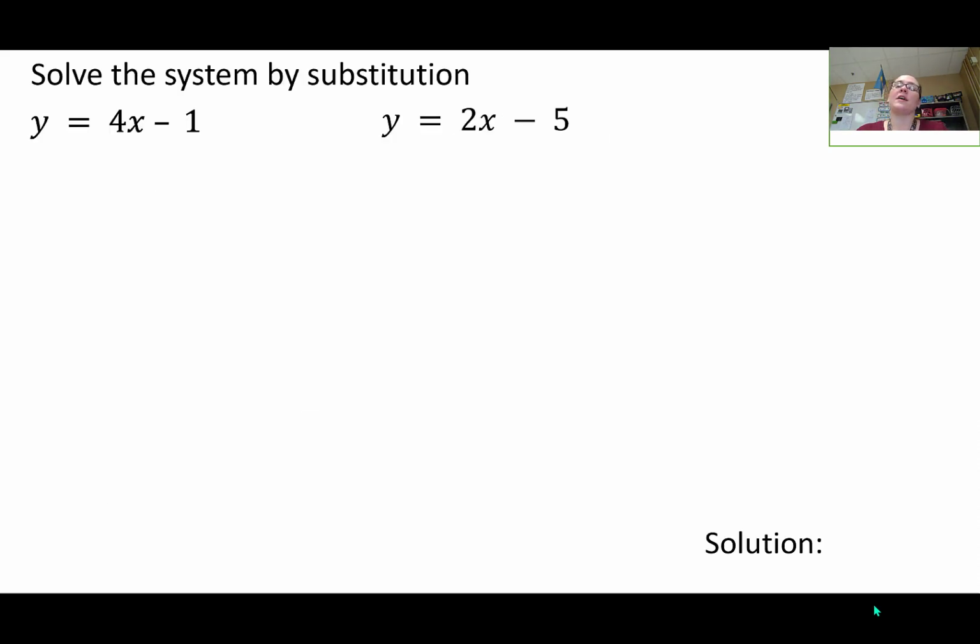Looking here, we're going to solve this by substitution. I've got y equals 4x minus 1 and y equals 2x minus 5. Both are solved for y, so I'm going to take the 4x minus 1 and replace the y in the second one. So kind of look here, we're fusing those two equations together.